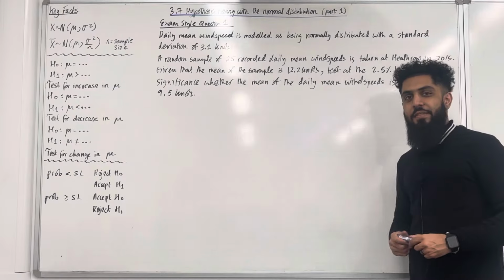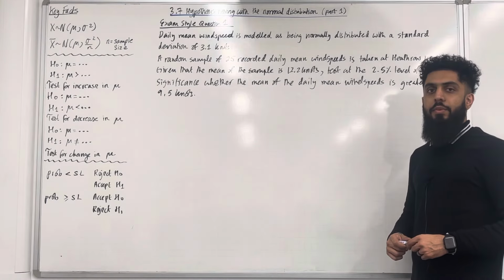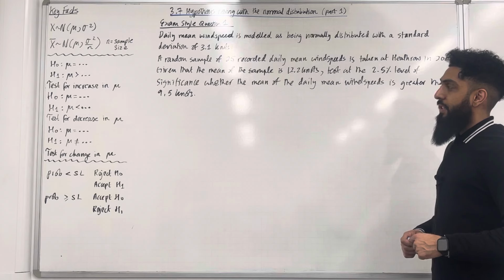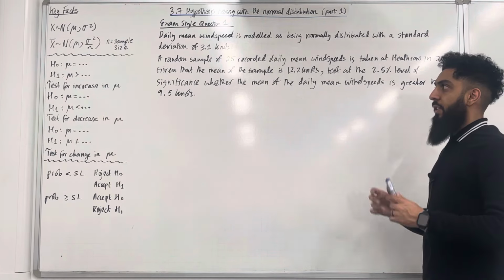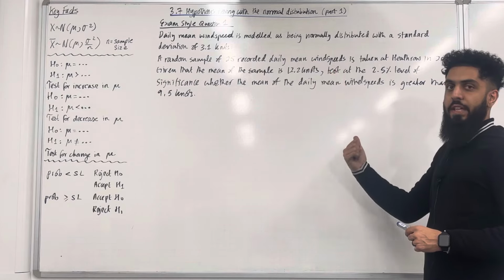Welcome back, guys. In this teaching video, I'm looking at 3.7 hypothesis testing with the normal distribution part 1. 3.7 represents chapter 3 section 7 of the Pearson A level maths applied maths year 2 textbook. I'm going to start this teaching video by going through the key facts for this particular section.